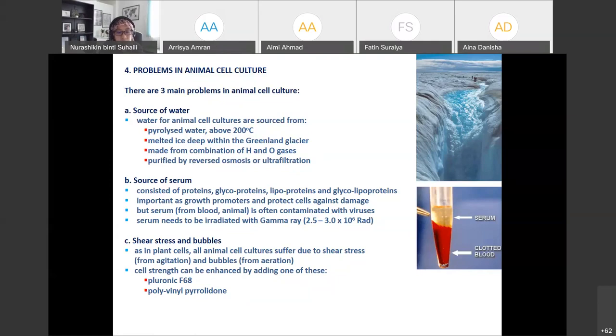Shear stress and bubbles, again, about the shear stress. Because of the nature of the animal cells, they are sensitive to shear, so we need these kinds of reagents in order to enhance the strength of the animal cells. Perhaps if you don't add this, the animal cells can still grow, but they have very high sensitivity. And if you add these reagents, which are used to enhance the strength of the animal cells, perhaps they are more viable or less fragile. But this is a cost. So all of these are costs actually. So in the industry, it contributes to the cost of the products produced. Yeah, because all of these things need to be considered. Okay, so those are the challenges in animal cell cultures.